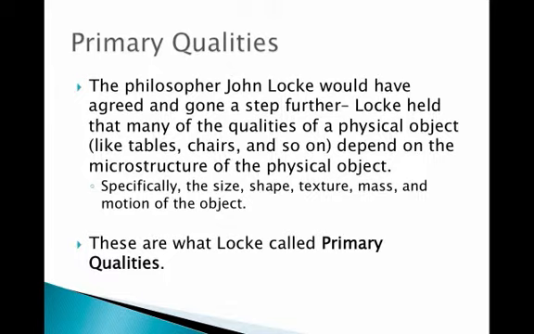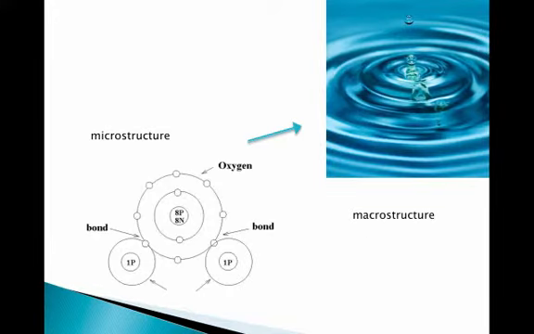He said that many of the qualities of physical objects depend on the microstructure of it. So the size, shape, texture, and mass and motion of an object depends on these microstructures, like the molecules and atoms, and how they're related to each other and how they're arranged. Well, the microstructural properties are what Locke would call primary qualities.